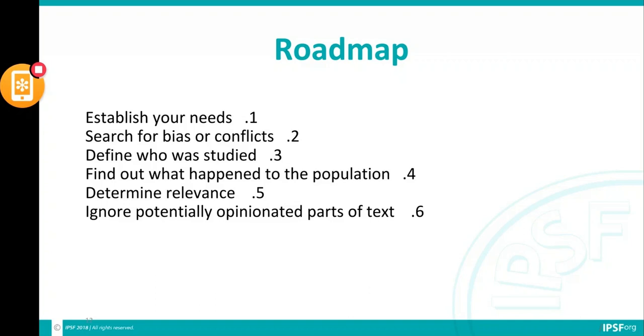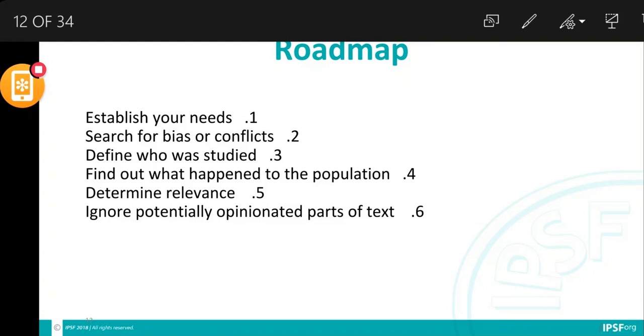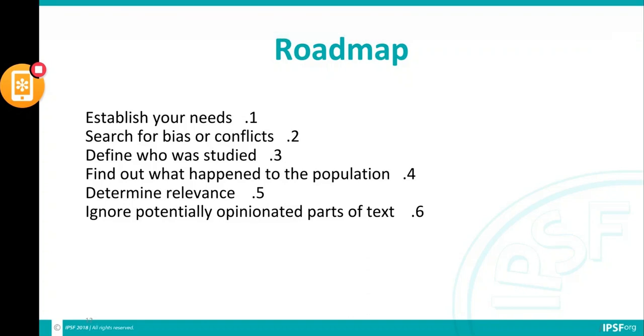Secondly, you want to search for bias or conflicts, and we'll go through a couple different forms of bias and how that impacts our results and the validity of those. But you also want to look for conflicts. So you want to make sure that the authors are honest and altruistic with their authorship and their product.